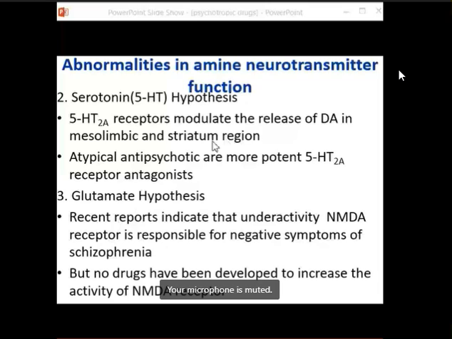And next is the glutamate hypothesis. A recent report indicates underactivity of the NMDA receptors, the glutamate receptors, which are mainly responsible for the negative symptoms of schizophrenia. However, there are no drugs available to increase the activity of the NMDA receptors.